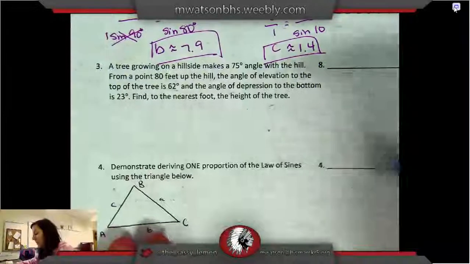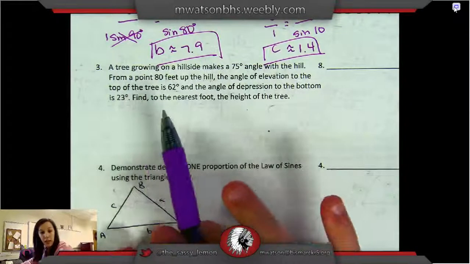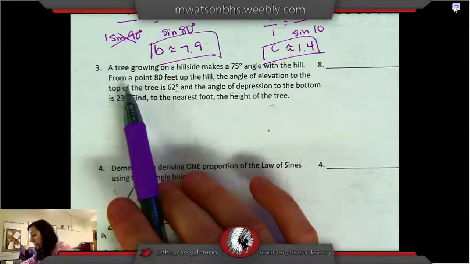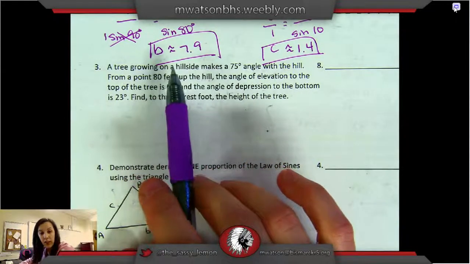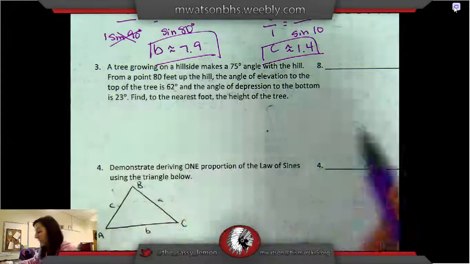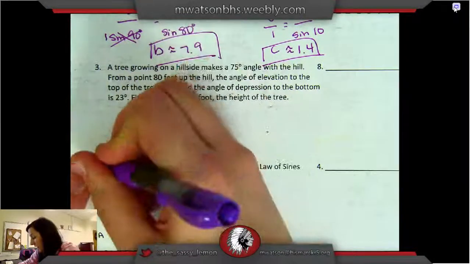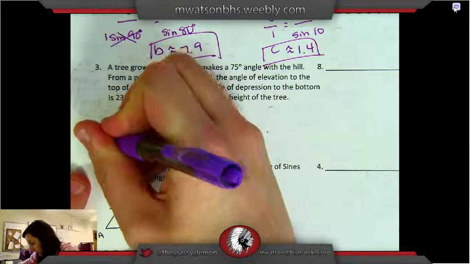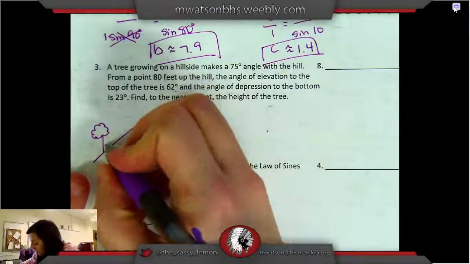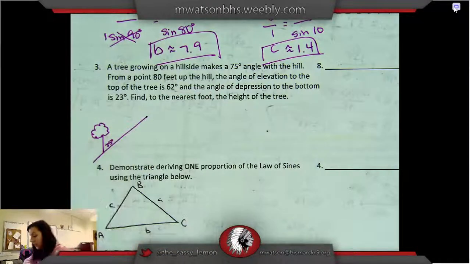This is a problem that several people had trouble with, so I'm going to go ahead and explain it to you guys. A tree growing on a hillside makes a 75-degree angle with the hill. So here's our hill, here's our tree. It says it makes a 75-degree angle, so there we go, with the tree.